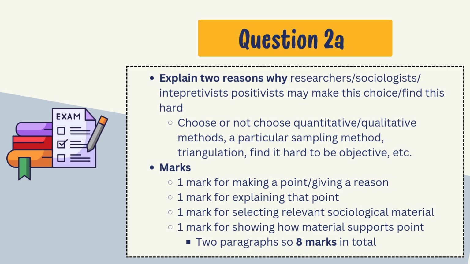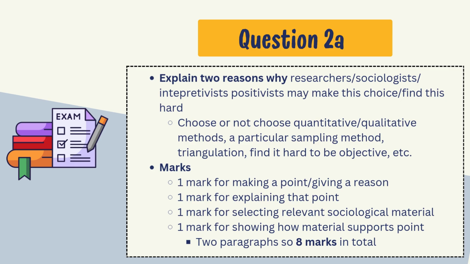So first, you would have a mark for making a point, giving a reason. This is basically the same thing as the first question, and then you get a mark for explaining that point. So far it's the same as question 1, but then you have 1 mark for selecting relevant sociological material. That means you bring in an example, and it doesn't have to be a study. It can just be an example you come up with, but again, try to be specific and use sociological terms and not just general examples that are not very sociological.